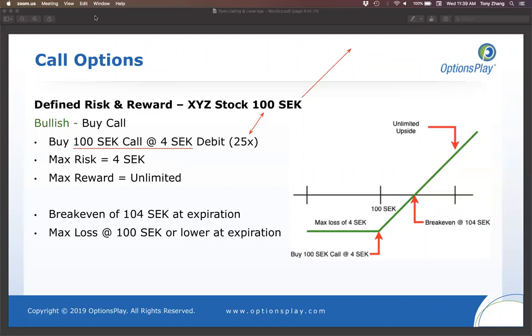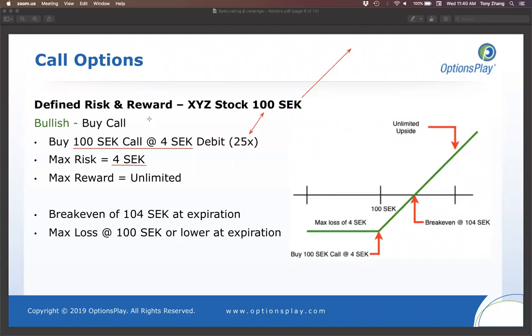And the benefit of this is that not only do you control this amount of stock for such a small amount of capital, you also can risk no more than what you've paid for that call option. So one of the main benefits of trading options is that your risk is limited to what you've paid for that call option. In this particular case, 4 crowns per share. So if you have 100 shares, that's 400 crowns.